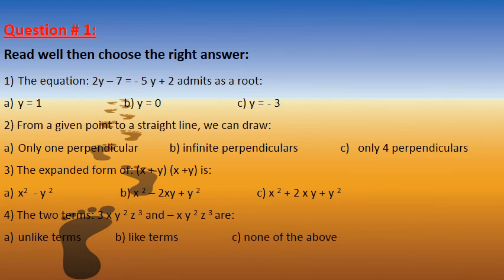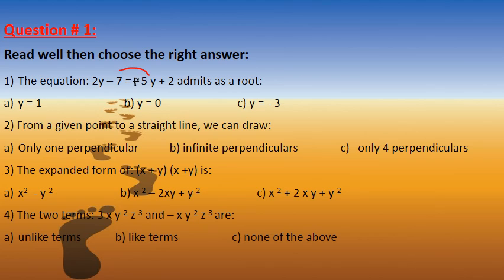Question number 1, we should read well, then choose the right answer given below. Here we have the following equation. This equation 2y minus 7 equals 5y plus 2 admits as a root y equals 1 or y equals 0 or y equals minus 3. We can solve this equation. How can we solve it?